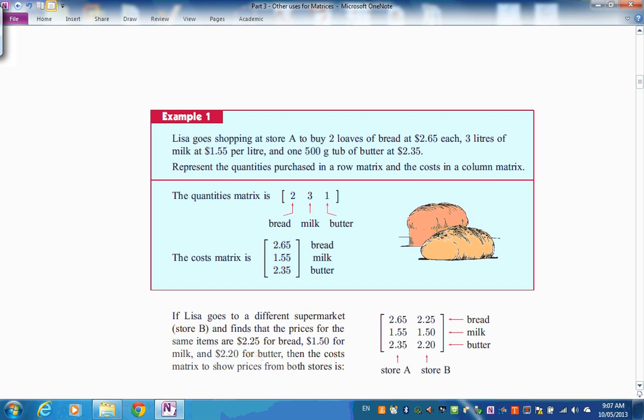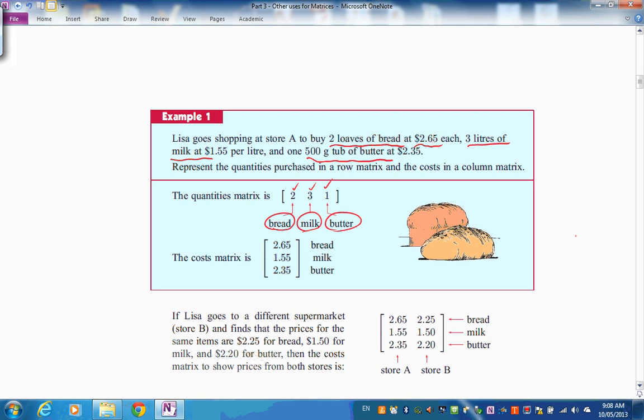Here's one here. Lisa goes shopping at store A to buy 2 loaves of bread at $2.65 each, 3 litres of milk at $1.55 and a 500 gram tub of butter. So the quantities are in a row matrix 2, 3, 1. You must remember their uniqueness. Don't forget the numbers in an array stand for something different in every problem.